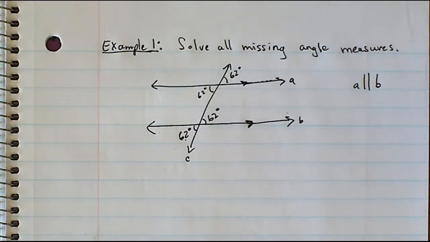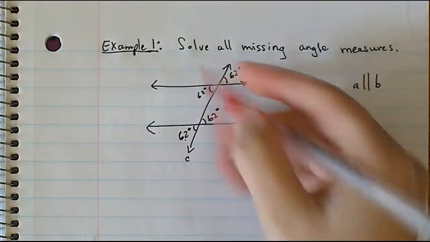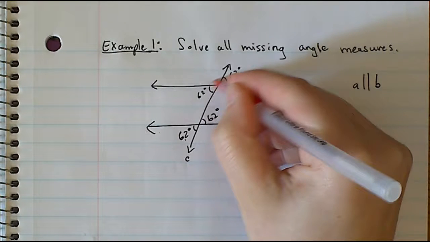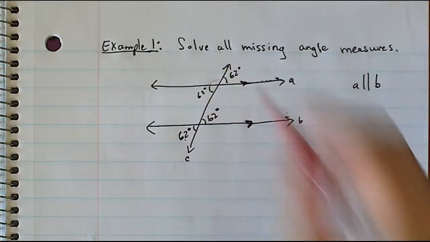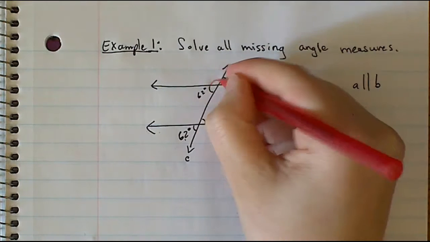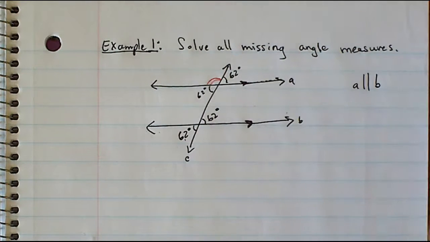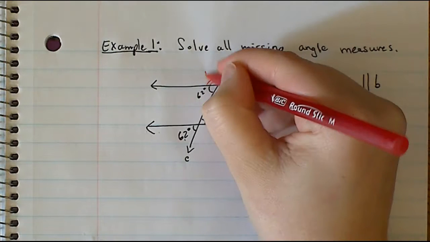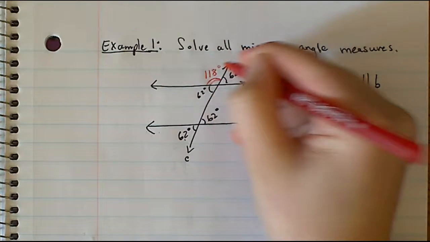So I already know about linear pairs. I know that linear pairs add up to be 180 degrees. So I can find this missing angle. Let's try another one. I can find this missing angle by subtracting 180 minus 62, which would give me 118 degrees.